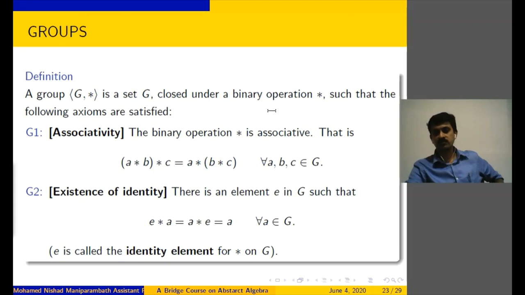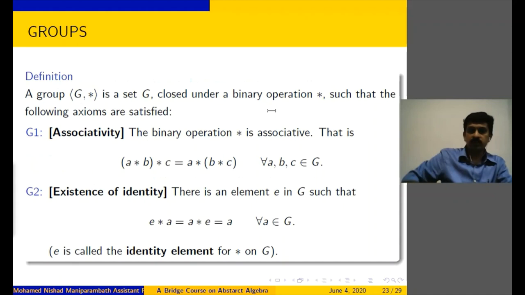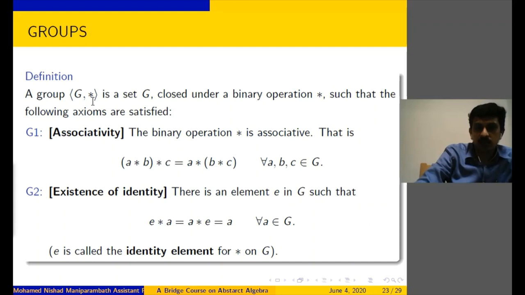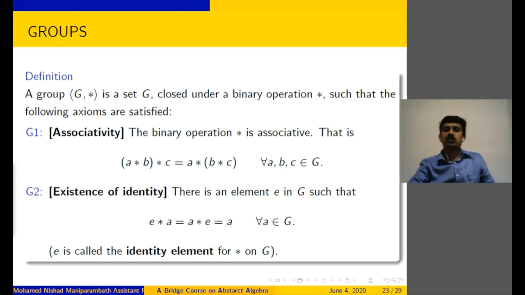Okay. Now we move to group theory. In groups, we are taking G star, where G is any set and star is a binary operation. A set with a binary operation is called an algebraic structure. A group G star is a set G closed under the binary operation star such that the following axioms are satisfied, the axioms that we discussed earlier. The first one is associativity: the binary operation is associative, that is, A star B star C equal to A star B star C, for every A, B, C belongs to G.